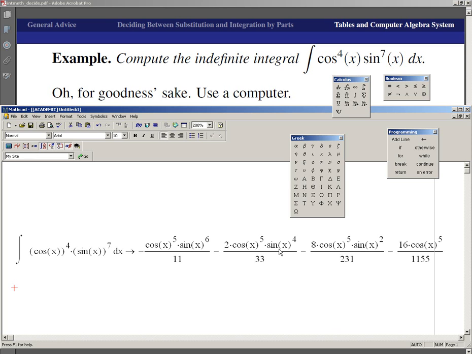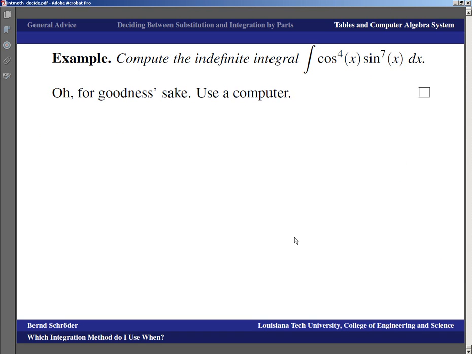The only thing we know is that this is the antiderivative, and so if we had needed this integral for some application, well, here's the antiderivative. We move on. And that's already it.